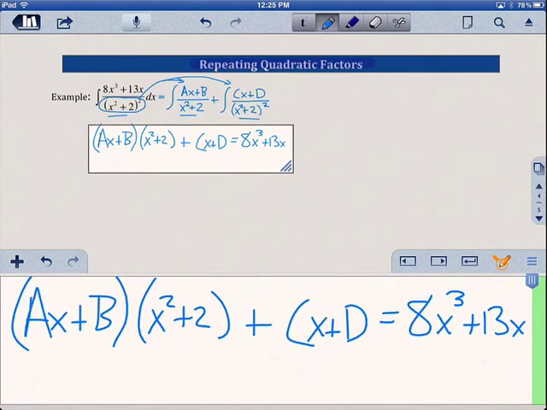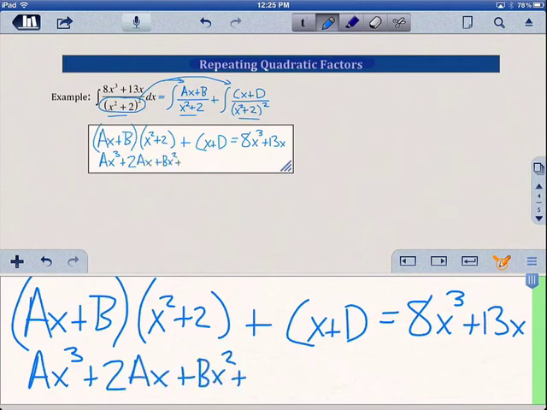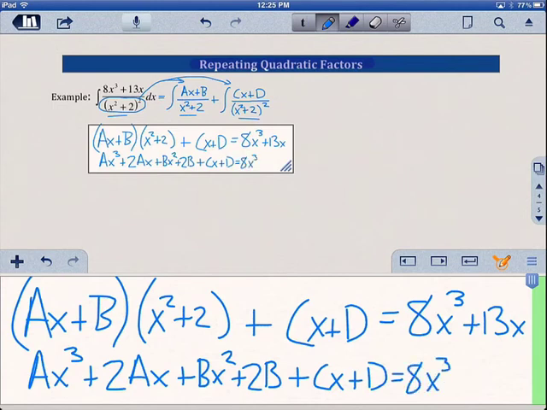Alright, so next we're going to FOIL. So here we're going to get ax cubed plus 2ax plus bx squared plus 2b. And then we still have plus cx plus d. And it still equals 8x cubed plus 13x.